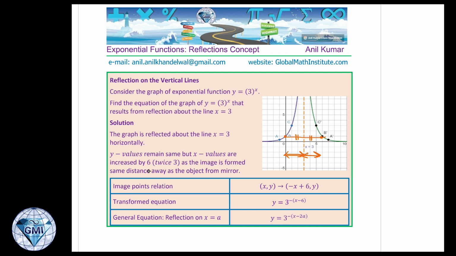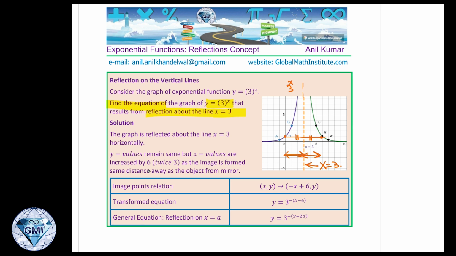Perfect. Now, we understand how we get the graph of 3 to the power of x when it is reflected on the line x equals 3, right? Now, we need to figure out what is going to be the equation of the line. So we have to find the equation of the graph of y equals 3 to the power of x when it is reflected about the line x equals 3.